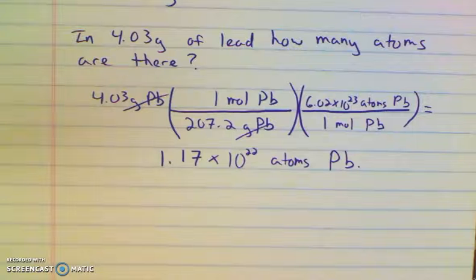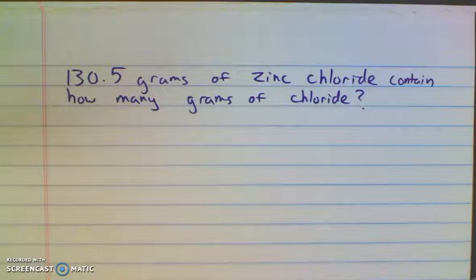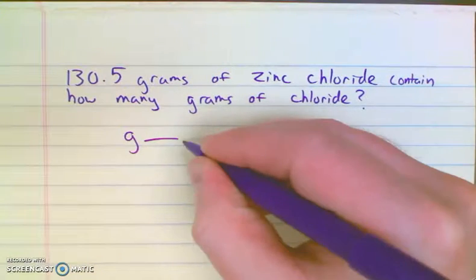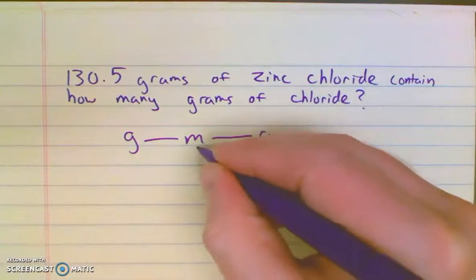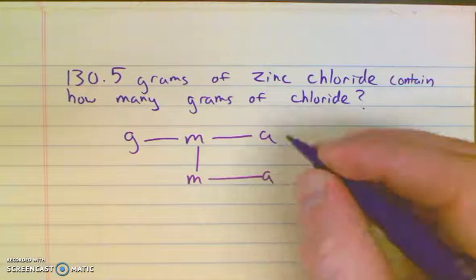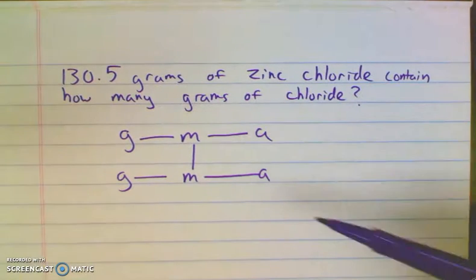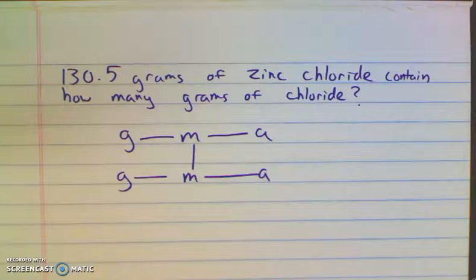The next thing we'll do is a 3-step problem. So in this problem, we're given that we have 130.5 grams of zinc chloride, and we want to know how many grams of chloride are contained within it. Our first step is to put this little graphic organizer down. Grams, moles, atoms. Now, at first, if you need to have this, keep on doing it, but eventually you might find yourself not needing to actually draw this graphic organizer at all.